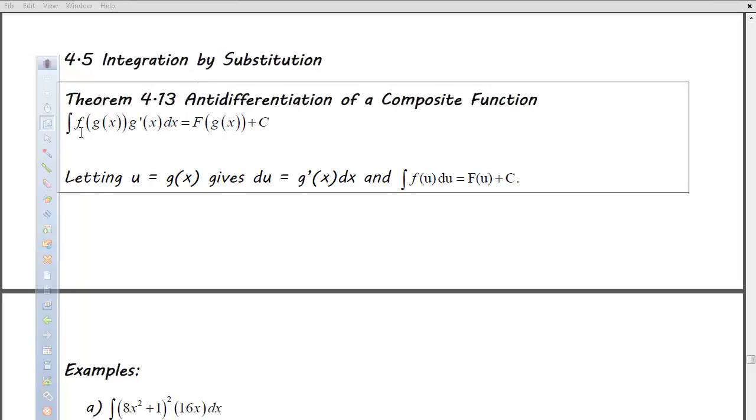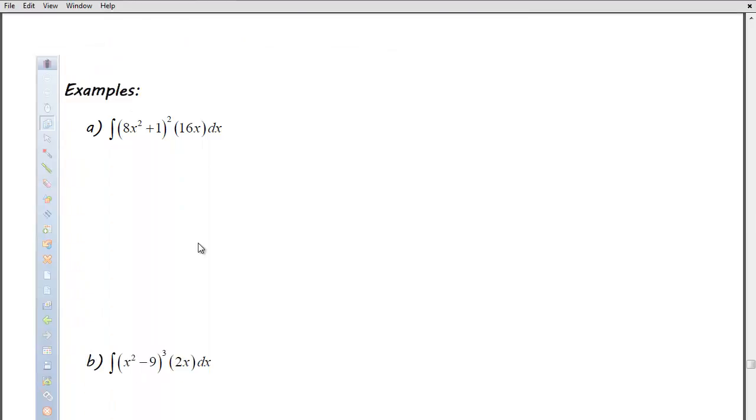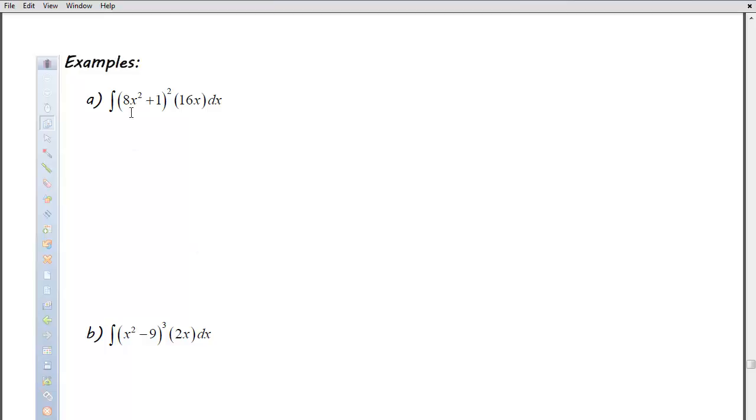Can I look at this expression as possibly some g of x inside of another function, and then here is the derivative of that g of x? If I can, then that's going to allow me to rewrite my problem in a simpler form, and we'll see that in the examples that we're going to take a look at. So let's start with this first example.